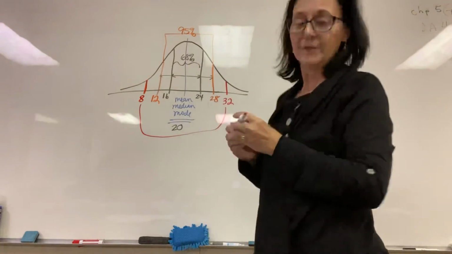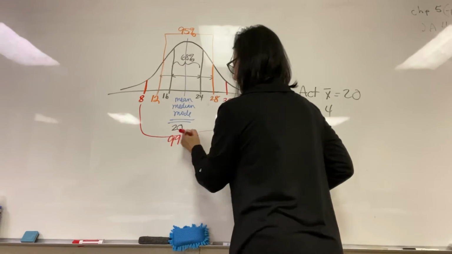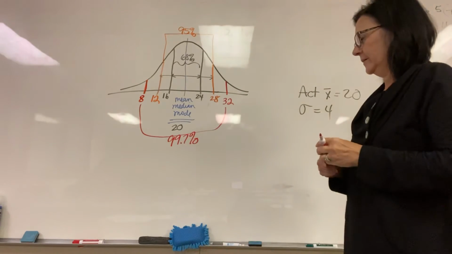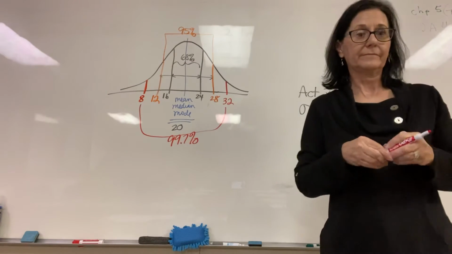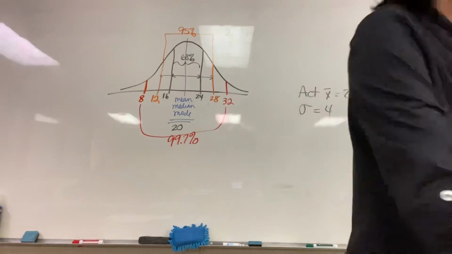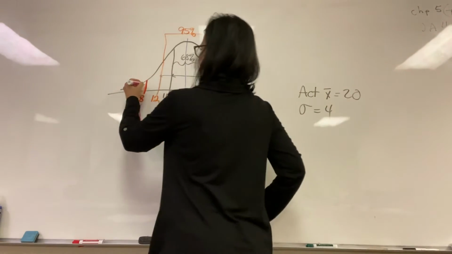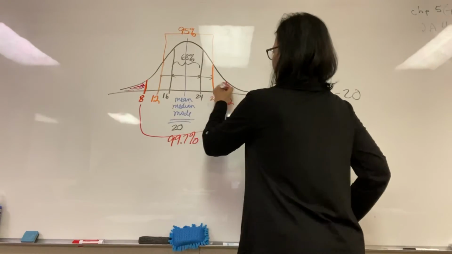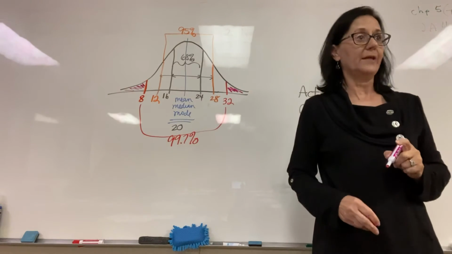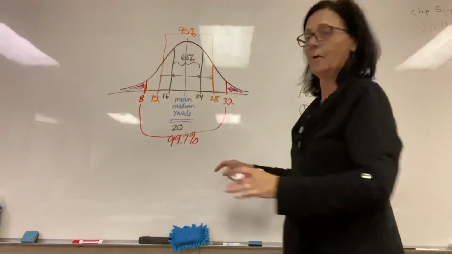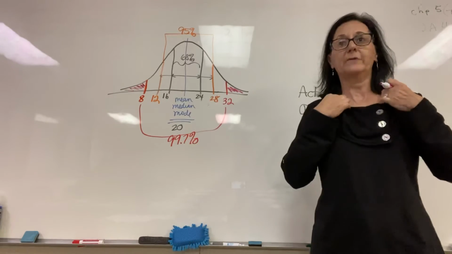And that is really the majority of the population. That's 99.7% of the population score between an 8 and a 32. Well, there's still some area out here, isn't there? Did you notice it? This area and this area represents 0.3% of the population. Those areas combined, 0.3%. Because everything has to add up to be 100%, right?